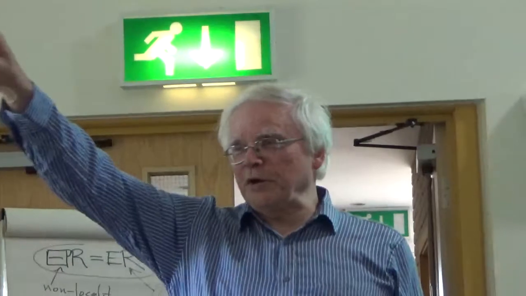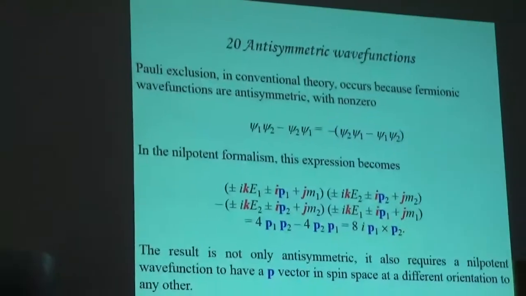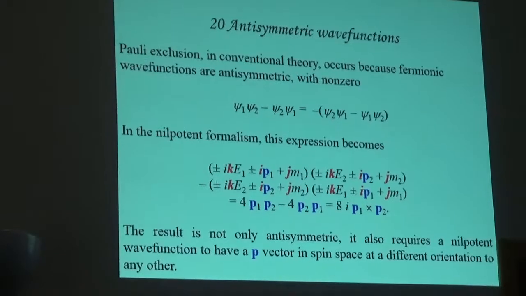Not even the magnitude matters. It's only the direction. It's the direction of P which is different for the two fermions, and that's the only thing which stops them cancelling each other out. So in other words, all the information is in that P direction. Just a quick interjection.